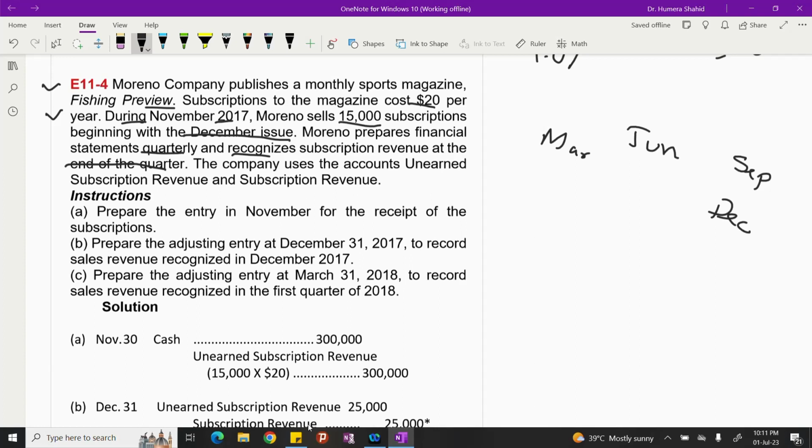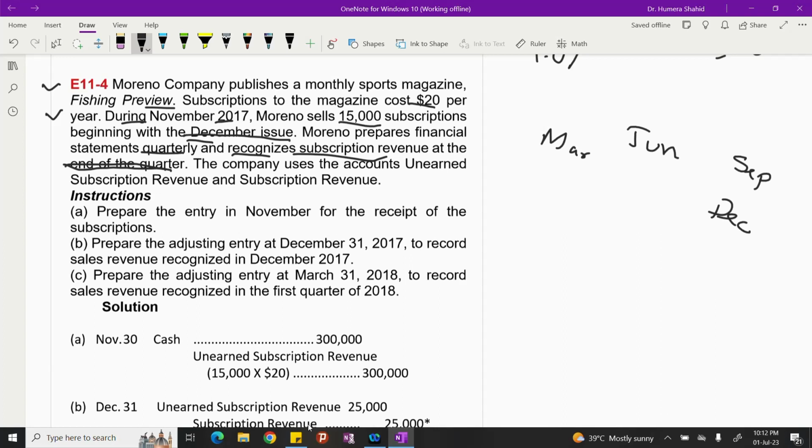When you receive the subscription in advance, because no magazine is being sent to the customer, this collected money is a liability for you. So you cannot credit subscription revenue. You have to credit unearned subscription revenue, right? They say at the end of every quarter, this company records the subscription revenue. What does it mean? The liability, which is unearned subscription revenue, will reduce and the revenue will be recorded. You don't do it monthly. Like let's suppose in December you sent the first magazine, if it is not the end of the quarter, you are not going to close it.